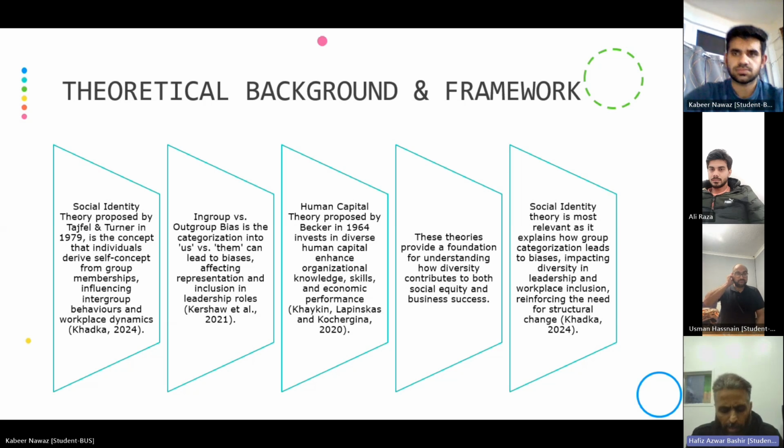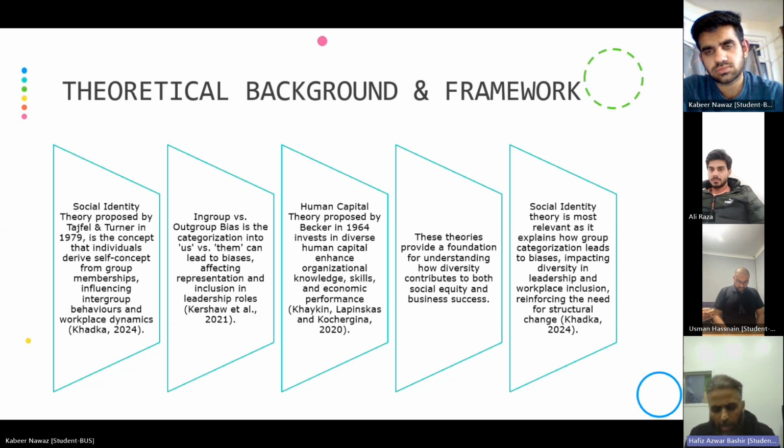This slide presents the key theories that underpin our understanding of diversity and inclusion in the workplace. First, we have social identity theory, introduced by Tajfel and Turner in 1979. It suggests that individuals derive their self-concept from group membership, which shapes intergroup behaviors and dynamics. This theory is particularly relevant in the workplace setting, where belonging to certain social groups can influence perception and treatment.